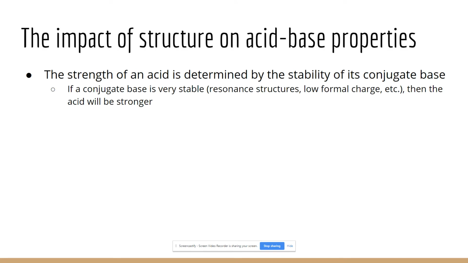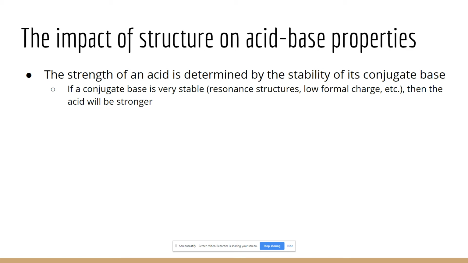Pause here. Right. So when you're looking at structures of things, you can assume that the strength of an acid is determined by the stability of its conjugate base. So if I have a really stable conjugate base, then my acid will be stronger.